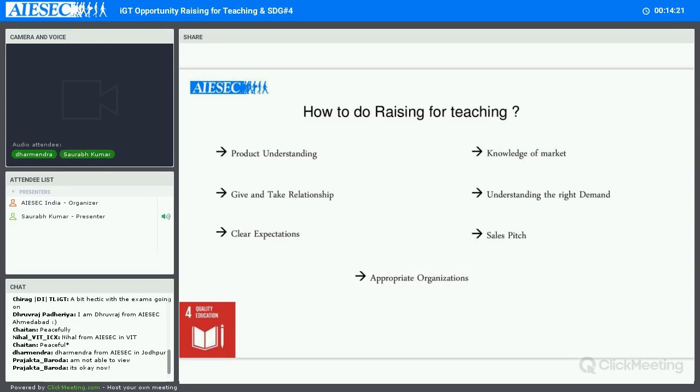So exactly, you need to figure out what is the right demand, which is that one organization which can become your client and which can give you what you want. You want them to give interns the leadership experience. So you need to go to them, okay, and you need to tell them that these are the things. So you need to understand which is your correct organization, and then having clear expectations.